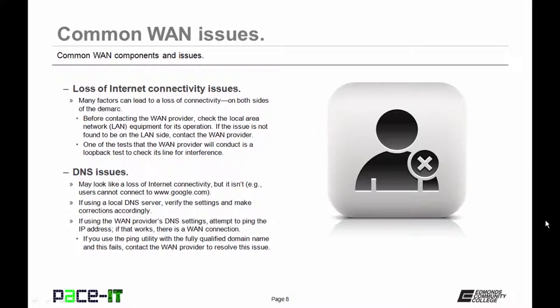DNS issues are also common in a WAN environment. They may look like a loss of internet connectivity, but it isn't. The users may complain that they cannot connect to an outside source like www.google.com, but it may not actually be a connectivity issue, but a DNS issue. If using a local DNS server, verify the settings and make corrections accordingly. If the network is using the WAN provider's DNS settings, attempt to ping the IP address. If that works, there is a WAN connection. If you then use the ping utility with the fully qualified domain name and this fails, then contact the WAN provider to resolve their DNS issue.